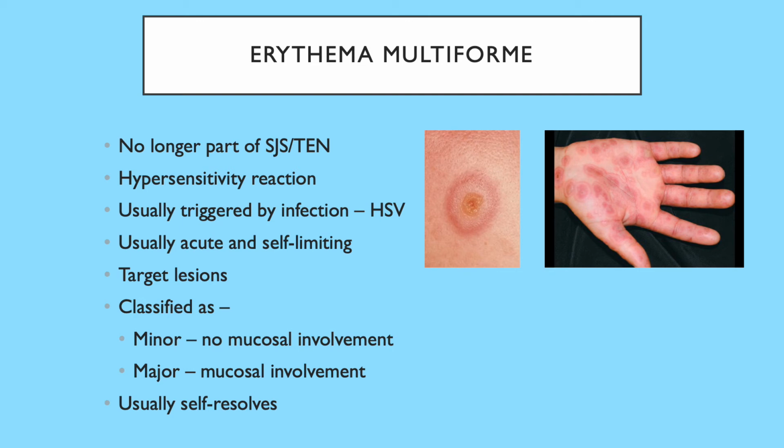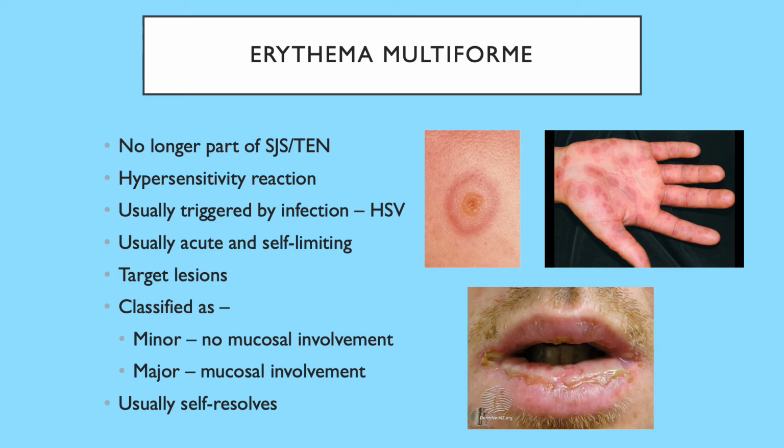There may be a mild itch or burn associated with the rash, but patients are usually well. Erythema multiforme is classified as minor or major, depending on whether or not there is mucosal involvement, usually in the mouth, causing blisters and ulcers. Usually no treatment is required and the rash settles over a few weeks with no complications.